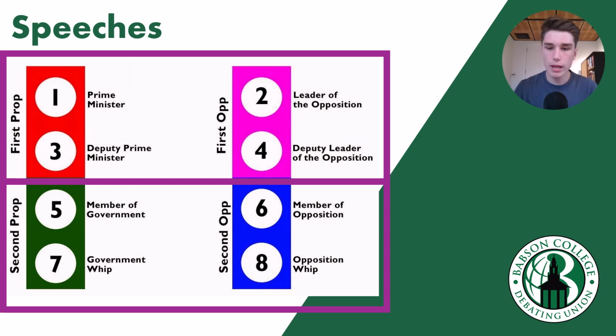Okay, so now you know all the speakers. You'd obviously go through in the order listed there, nice and easy. So you'd have the Prime Minister first, and then the Leader of Opposition second, and then Deputy Prime Minister, Deputy Leader of Opposition, etc., as you move down through the number of speakers.